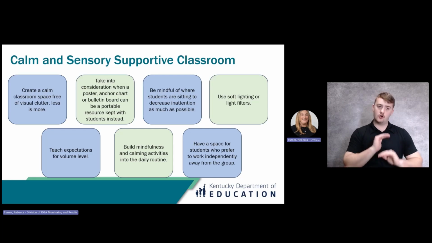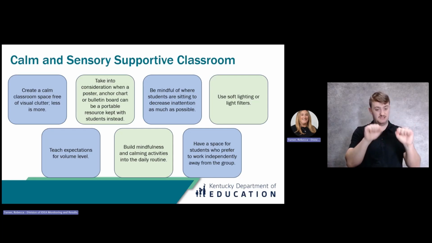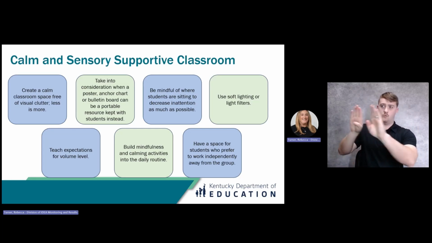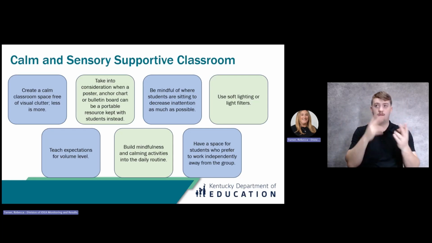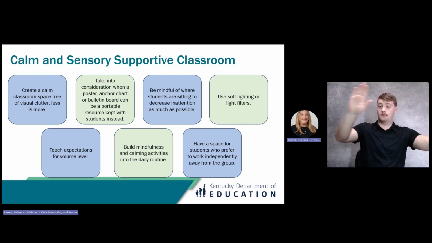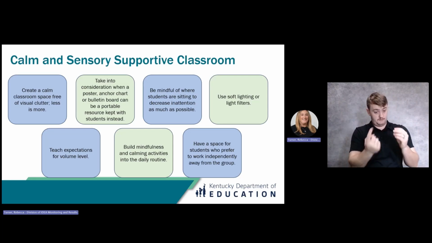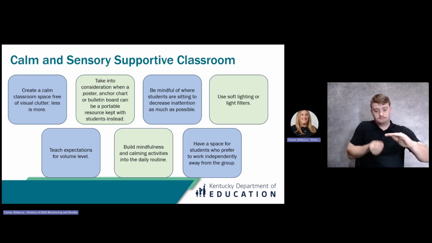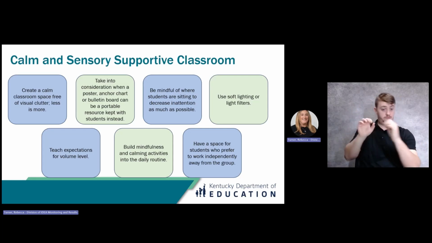A calm and sensory-friendly classroom can act as another support in your setting by managing behaviors before they occur. Create a calm classroom space by decreasing visual clutter and thinking less is more when creating wall displays. Some students may find it visually overwhelming to have multiple anchor charts, posters, and decor filling the classroom. When adding something to your classroom, think about how students will use it, and if a portable option, such as having an academic resource inside a student's desk instead of on the wall, can be an option.